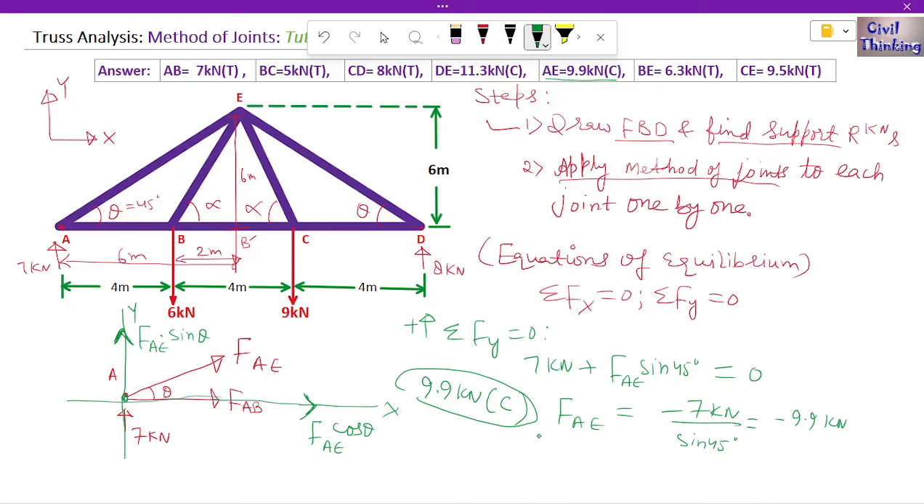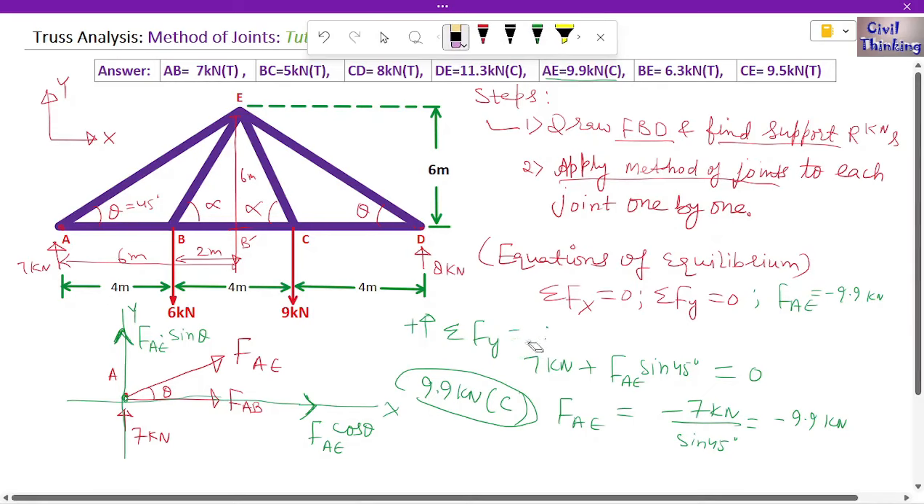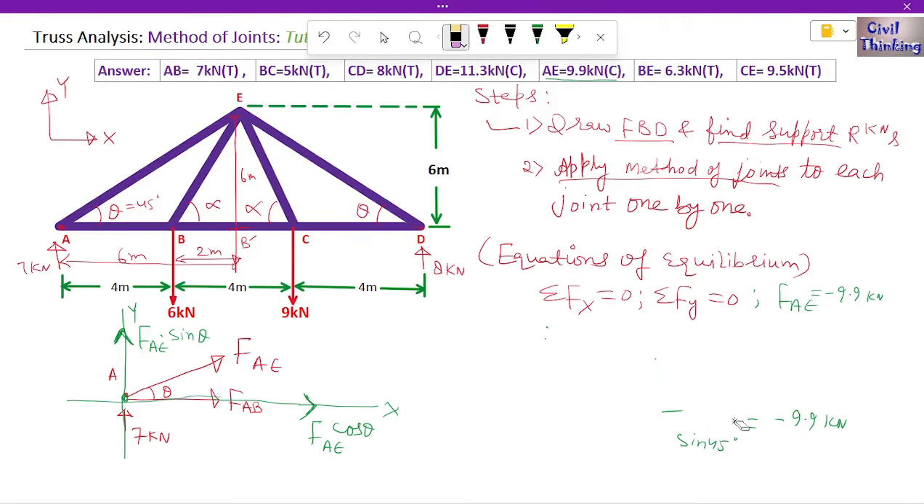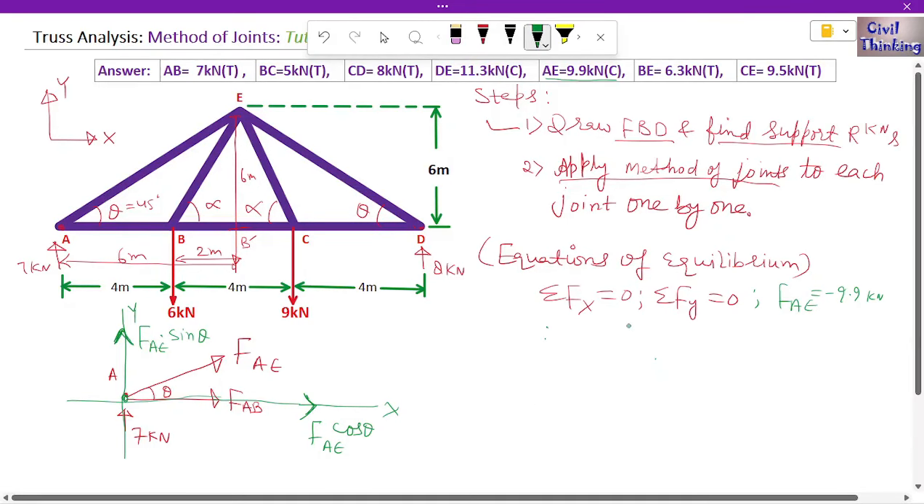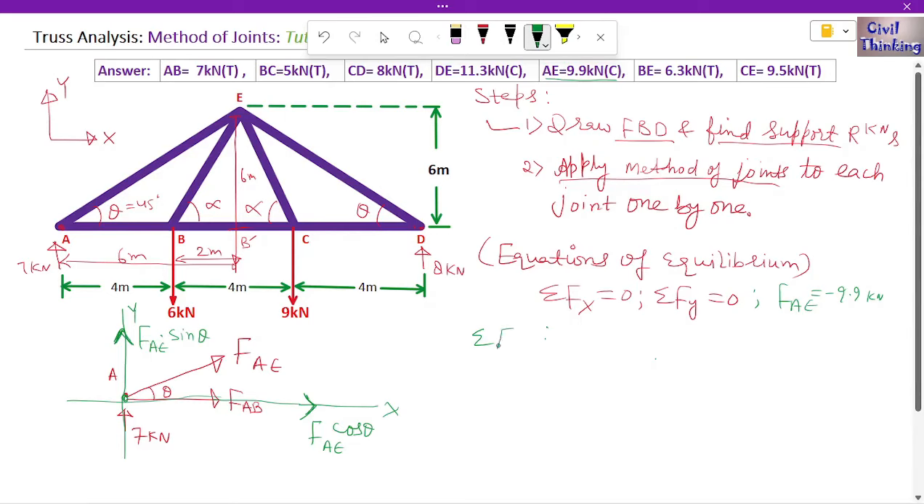Okay, now let us apply this. We applied this equation, summation F of y, right? Now let us apply summation F of x equal to 0. For that I will write the value of FAE here. It is negative 9.9 kilonewton, because we will need this. So let me erase this first. Okay, now let's apply this equation. Summation of force in the x direction is 0. We are going to apply this equation at joint A.